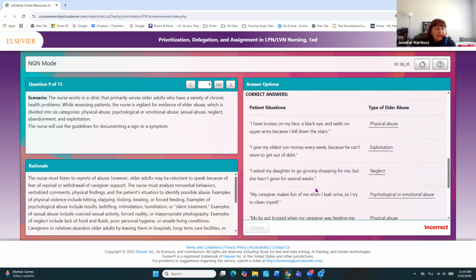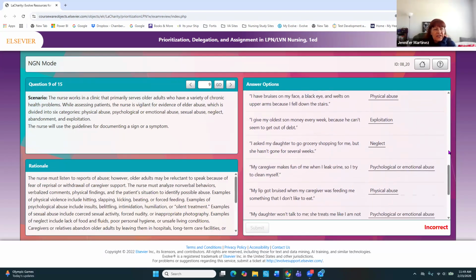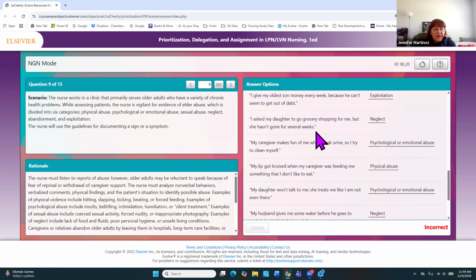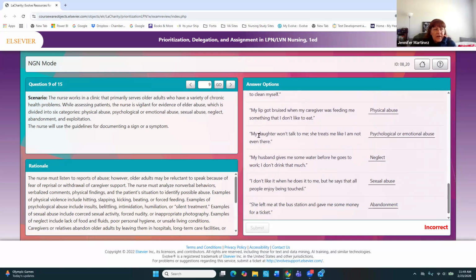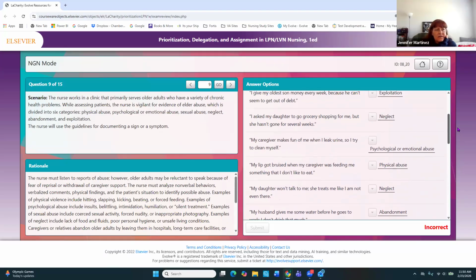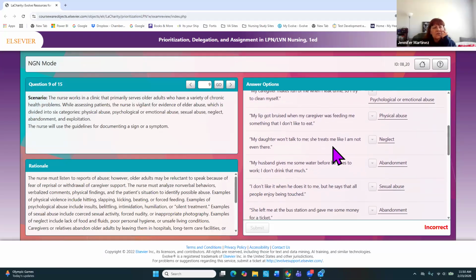All right, let's see, what did we miss? So, physical abuse. I give my oldest son money every week because he can't seem to get out of debt is exploitation. I asked my daughter to go grocery shopping, but she hasn't gone for several weeks, would be neglect. My caregiver makes fun of me is emotional abuse, right? So we did that. And then my lip got bruised was physical abuse. My daughter won't talk to me, she treats me like I'm not there, would be psychological or emotional abuse. Yeah, because we chose neglect for that one.